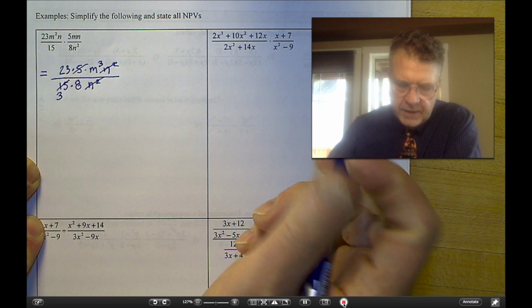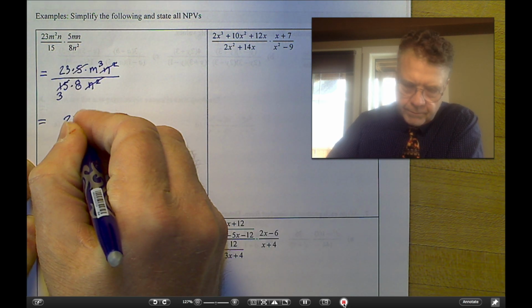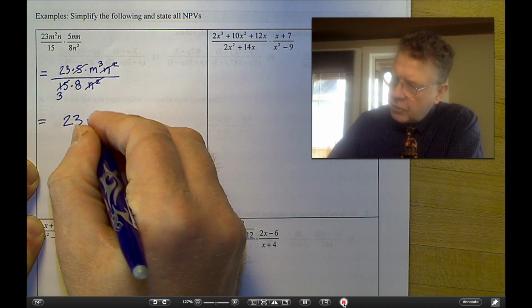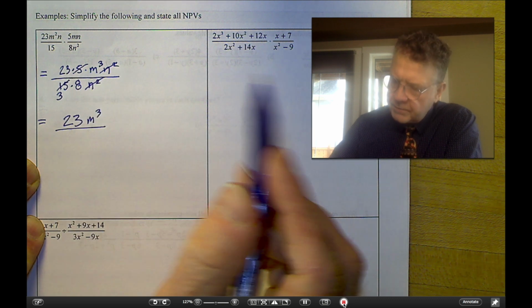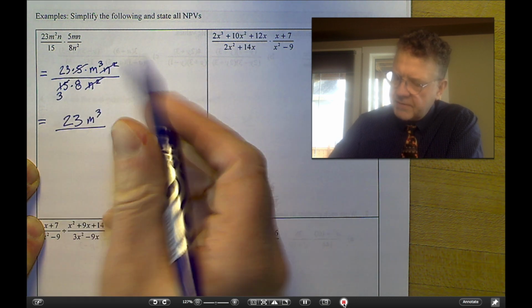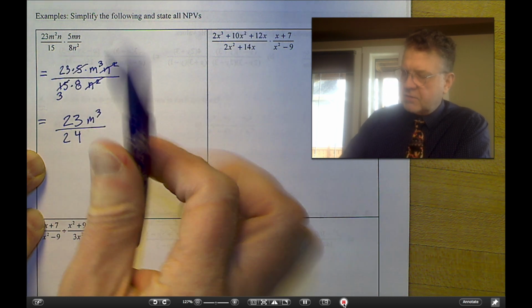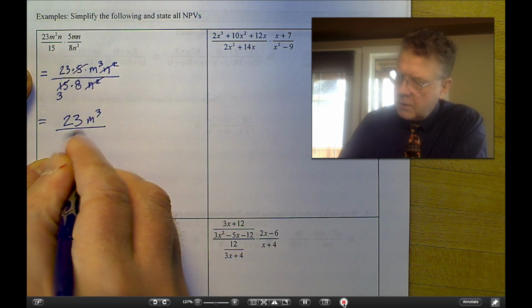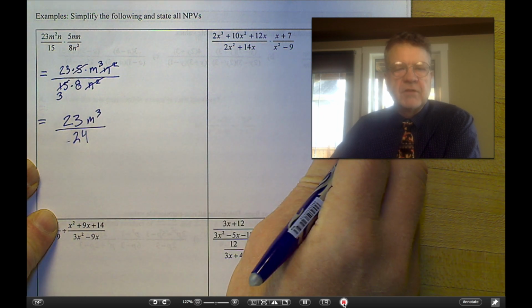So what are we going to get out of this all? Well, we've got 23 m cubed, all divided, and then we've taken care of the numerators, times, well, 3 times 8 is 24, and, well, no, that's it, just 24. So let me just write that a little bit more evenly there. There we go. There's our simplified expression.